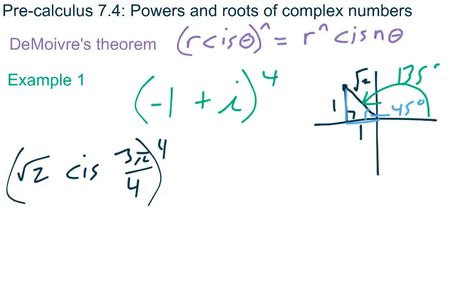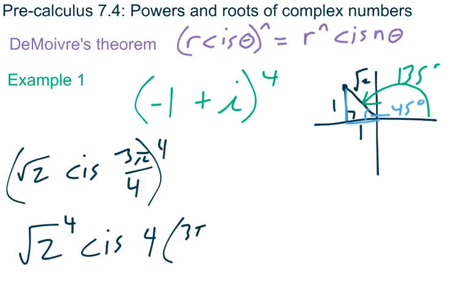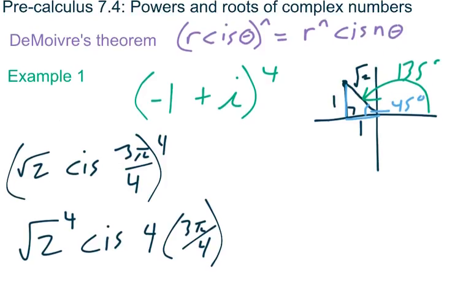Of course, this is all raised to the fourth power. So we're going to use DeMoivre's theorem. We're going to raise the modulus to the power, and then we're going to multiply the argument by 4. And this is what I mean. A lot of times those denominators end up canceling out, and so you'll see that that will happen in this case. Let's remember what DeMoivre's theorem is. Raise the modulus to the power, multiply the argument.